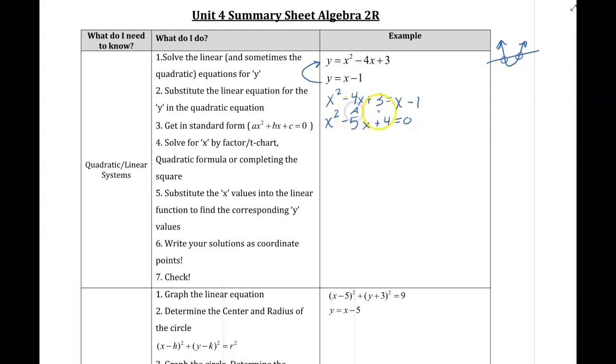This is an A equals 1 trinomial. So I'm looking for two numbers that multiply to 4 and add to negative 5. The factor pair would be a negative 4 and a negative 1. And then I always do an elongated t-chart because we're not just looking for the x values, we also need the y values. So I get x equals 4 and x equals 1.